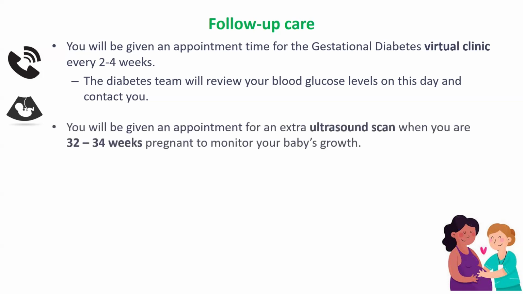Also, as part of your care with gestational diabetes, you'll be given an extra ultrasound scan whenever you're 32 to 34 weeks, roughly in that period of pregnancy, to monitor your baby's growth. So it's an extra scan between 32 to 34 weeks to check in on baby's growth, because we know gestational diabetes can affect the growth of baby.